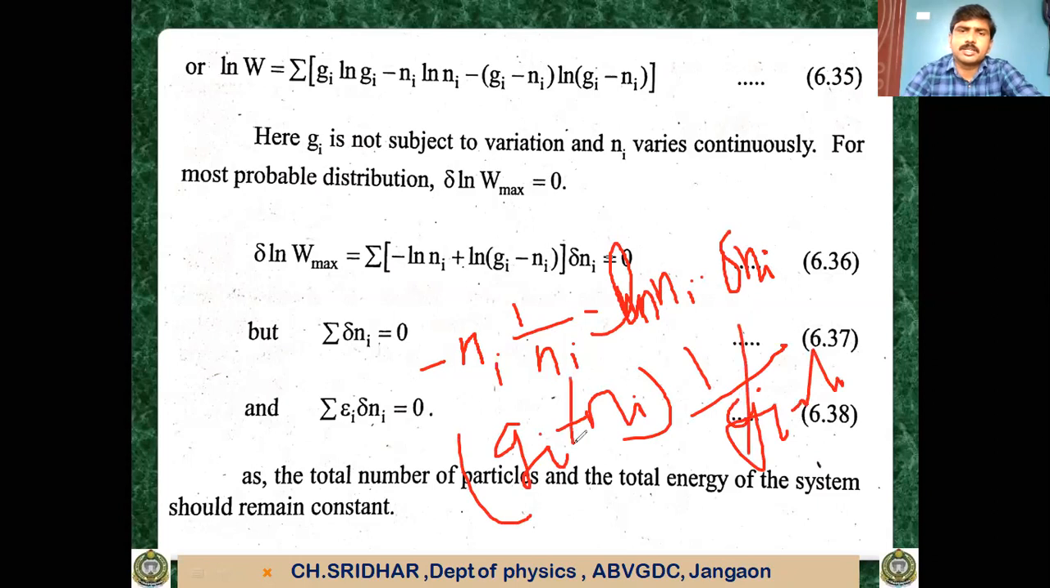So this and this will be cancelled, this and this will be cancelled, and this is minus 1 and this is plus 1, these two are cancelled, and we are left with log Ni delta Ni plus log of Gi minus Ni into delta Ni. So these are the two terms left in the equation.